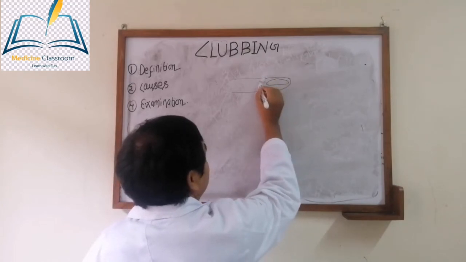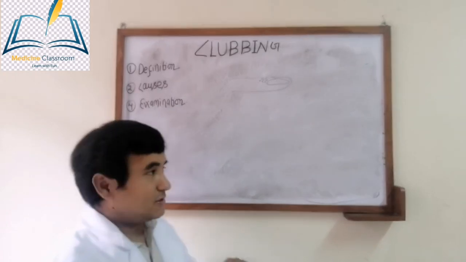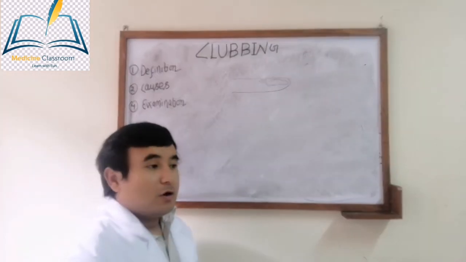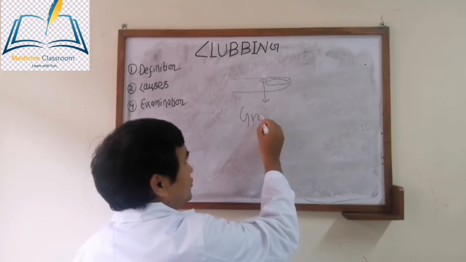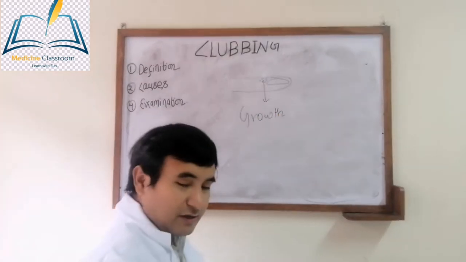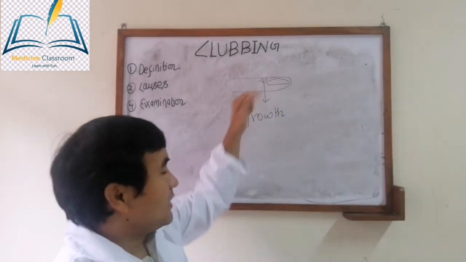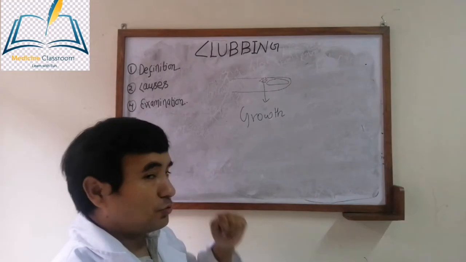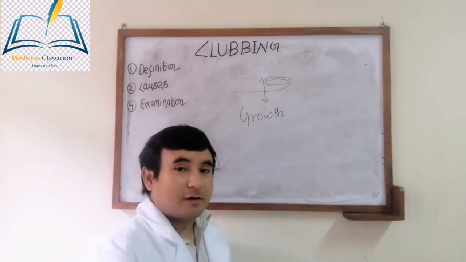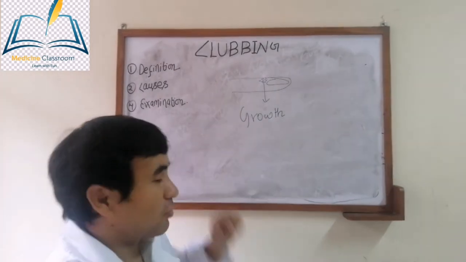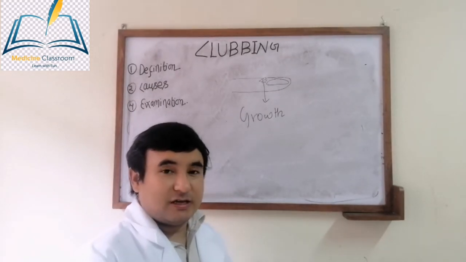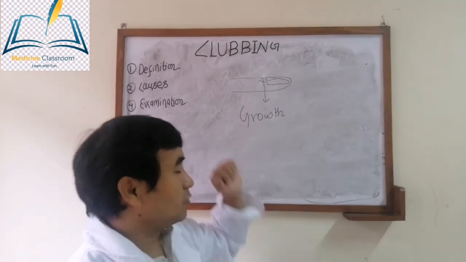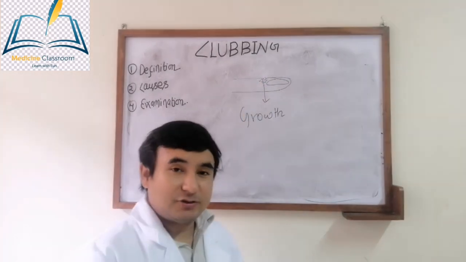in this area, there is the connective tissue just beneath the nail bed. When there is a growth of these connective tissues of the subungual areas, that leads to the focal enlargement of the nail bed, and that is called clubbing. Again, it's the focal enlargement of the nail bed due to the growth of the subungual tissues.